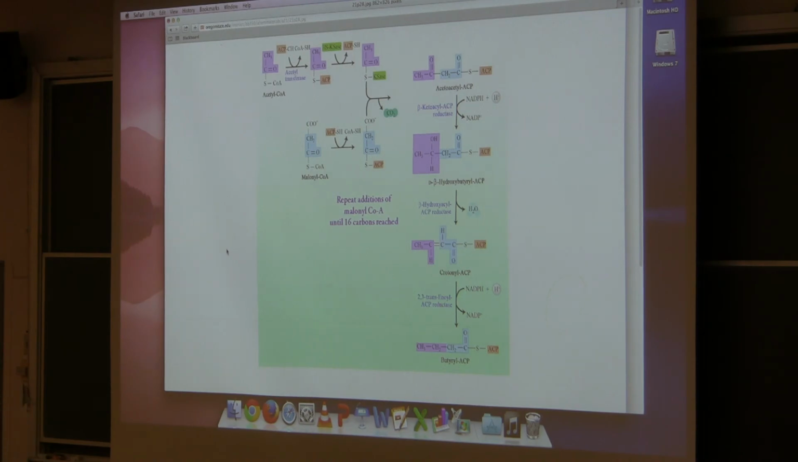Now, I haven't given you any enzyme names. The only enzyme name I gave you was the one that made the malonyl-CoA. That was acetyl-CoA carboxylase, right? You'll see each of these enzymes have names going up here for all these reactions.